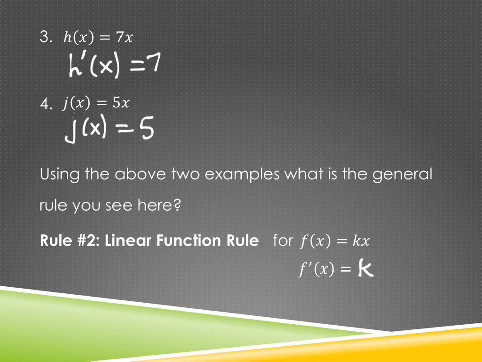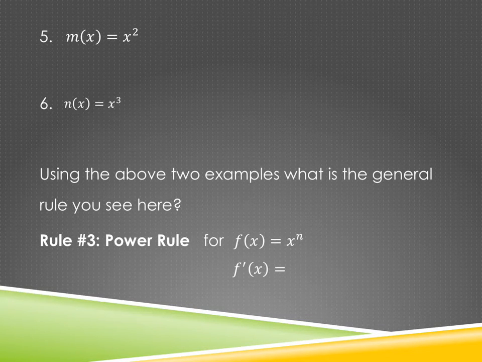Derivatives are actually what? What are we finding? Slopes. What's the slope of the equation 7x? It's 7, right? It's just the constant that's in there because a line has a constant slope. So this makes sense. Look at your notes from before: what was the derivative of x squared?